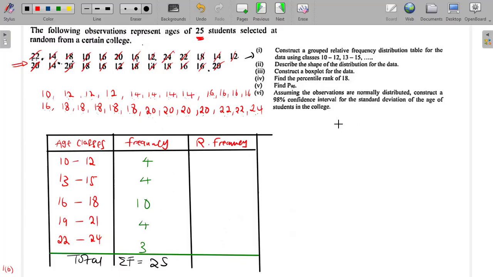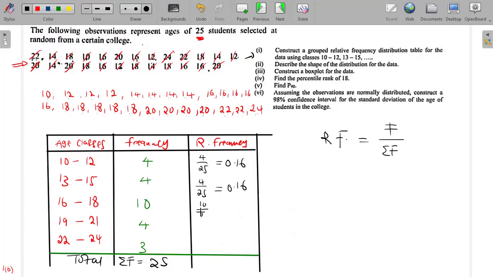And then the relative frequency, we know how to find the relative frequency, right? So relative frequency is equal to the frequency of that class divided by the total frequency. So here it will just be 4 divided by 25. So 4 divided by 25. What do we get? That will be my relative frequency there. Okay, and this is 0.16. Again, 4 over 25 is 0.16.